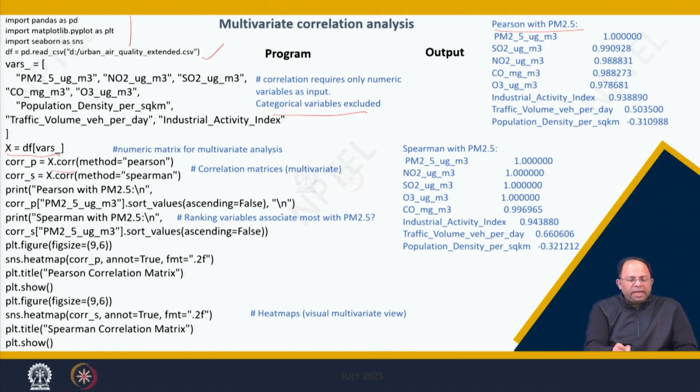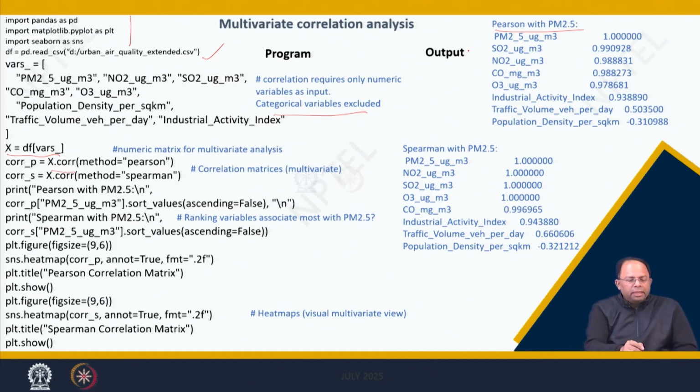equal to False, \n. What we are doing is taking the results or the coefficients that are generated over here in corr_p, and we are printing them one after another, sorting them as per ascending equal to False. So that means it is in descending order. And then we are also printing Spearman, and that is happening over here.